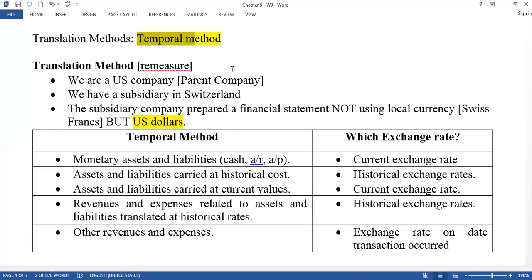So you know that in the US, there is a border near Buffalo, called Niagara Falls. That means Canada and Buffalo are very close. So if you have any subsidiary just close to the Canadian border, they may use the US dollar. If this is the case, we have to follow the temporal method. Although they are preparing their financial statements using US dollars, when we translate, because this is from another country's money, right, we use the temporal method.